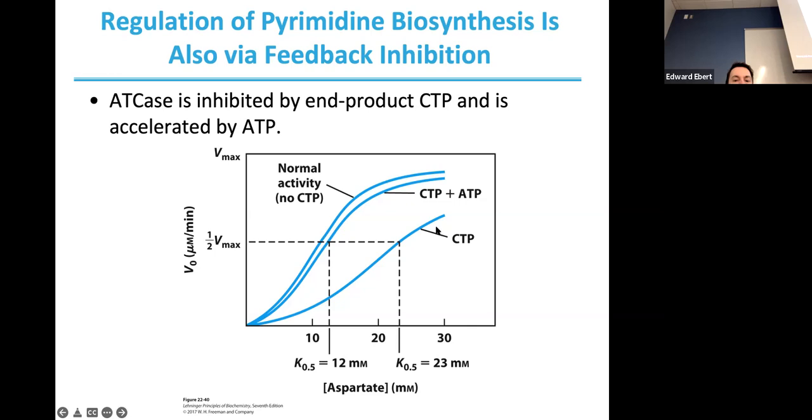So this is just a little diagram here saying that in the presence of CTP, our velocity of reaction is significantly slower, like half the speed than if we don't have any CTP present. Okay, so feedback inhibition.